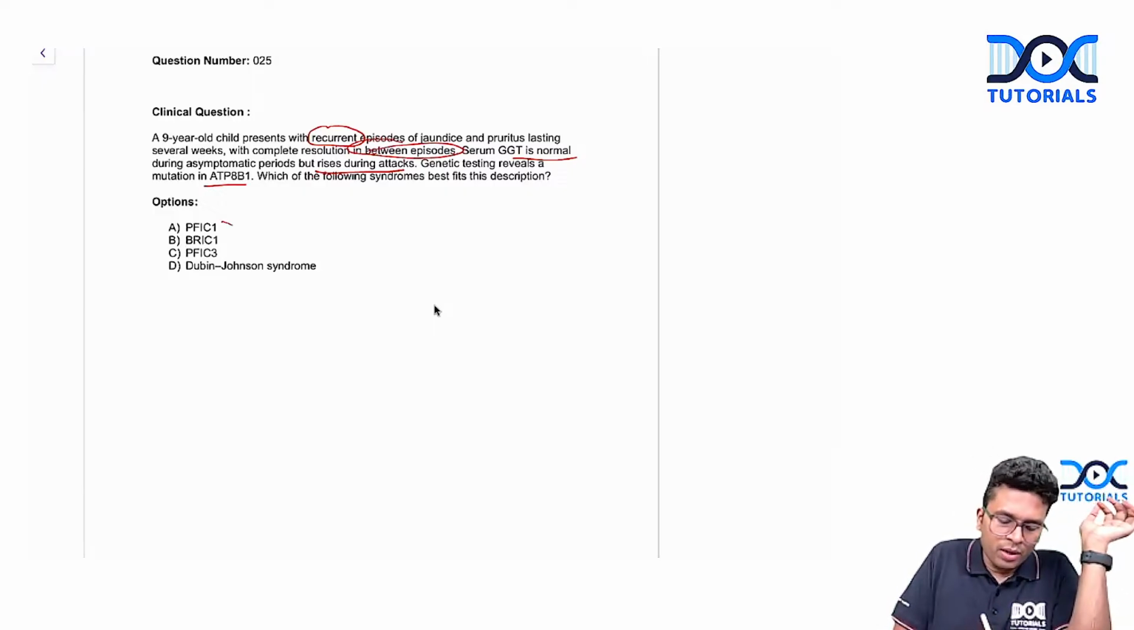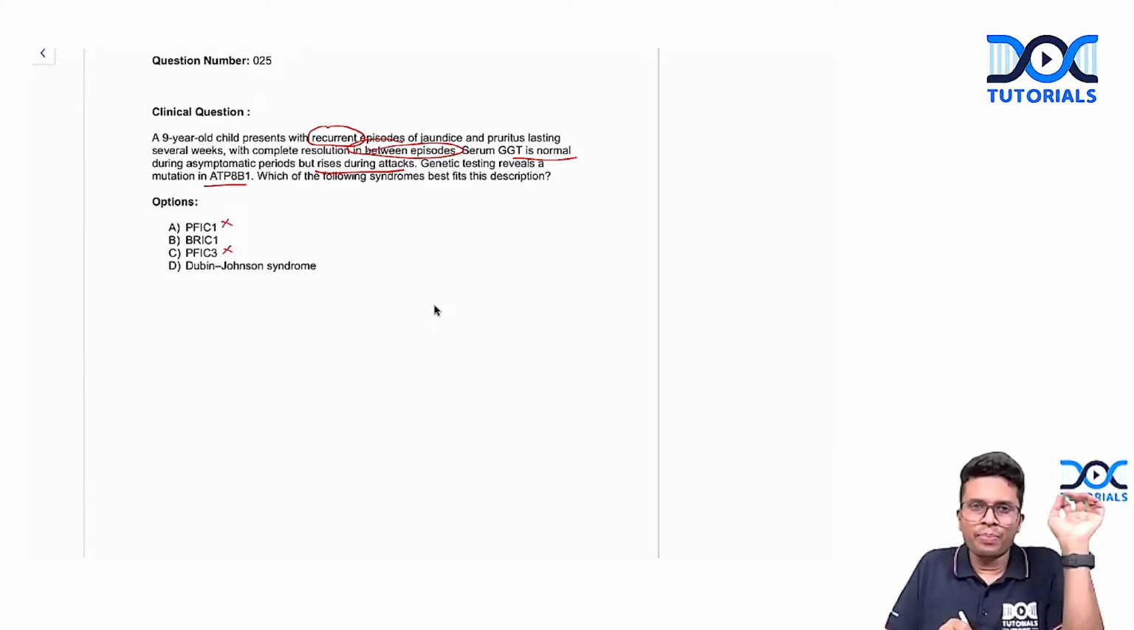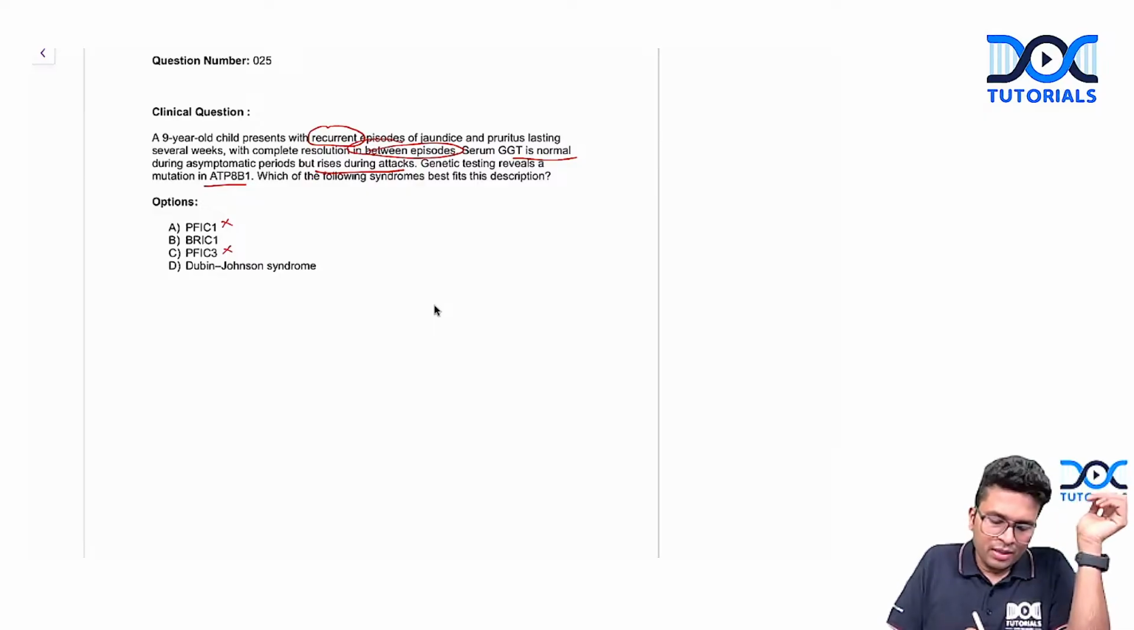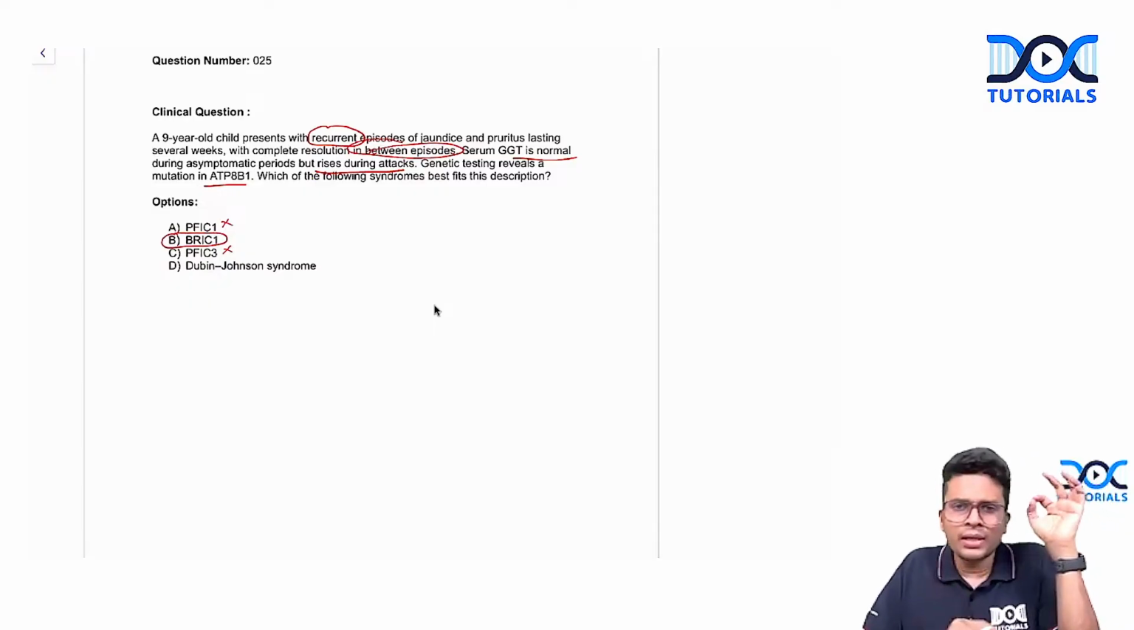Remember, PFIC1 and PFIC3 are progressive conditions. Here clearly it is an intermittent problem. Okay, first point. Second, it is definitely BRIC, which is the answer. Could it be Dubin-Johnson syndrome? Dubin-Johnson syndrome is more of a conjugated hyperbilirubinemia. Patients do not have any symptoms, including pruritus. They just have icterus. That's all.